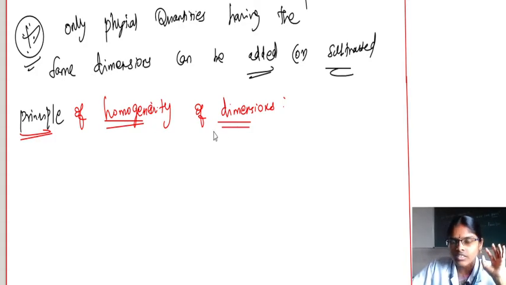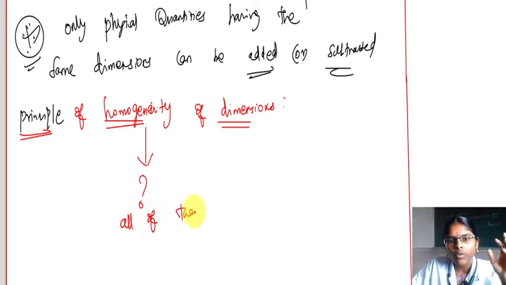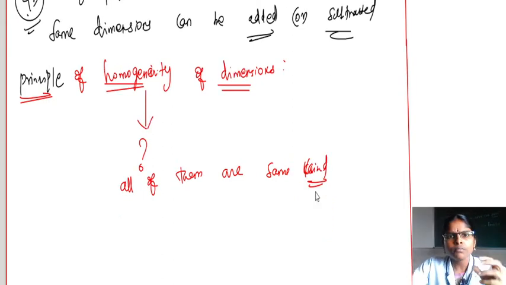Let me explain what the principle is. What is meant by homogeneity? You know the meaning. Homo means the same kind, everything is the same, right? Homogeneity means all of them are of the same kind. Now for what purpose are we going to use this principle? We are going to use this principle to check whether the equation is correct or not. Am I correct? We are going to check whether the equation is dimensionally correct or not.